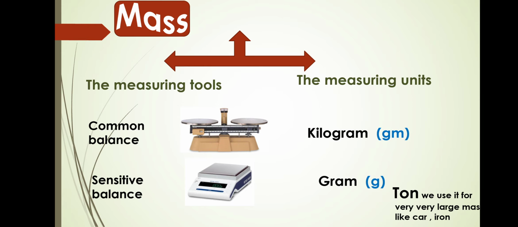And then we can use the sensitive balance for a small mass, like a ring, jewelry, or chemical substances that we use in the lab. And the unit will be gram. So what is the ton? It's also a measuring unit, but for very, very large mass, like blocks of iron, like cars. Also, you have to know that 1 kilogram equals 1000 gram and 1 ton equals 1000 kilogram.